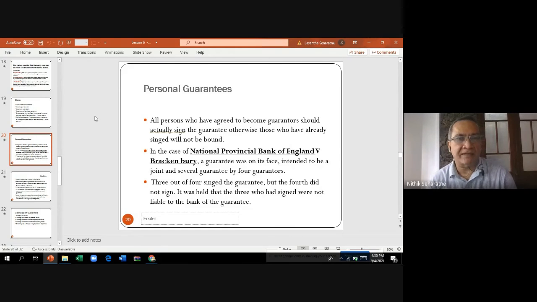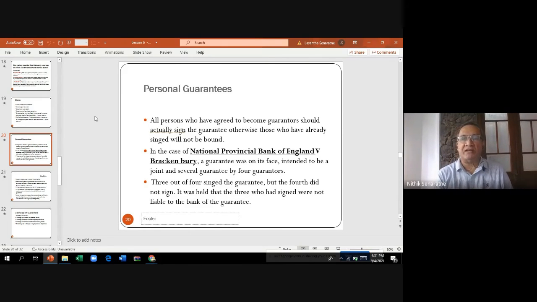Right. Now, guarantees, there are personal guarantees. All persons who have agreed to become guarantors should actually sign the guarantee. Otherwise, those who have already signed will not be bound. So I told you, if there is a letter saying all directors give a personal guarantee, if there are 5 directors and 4 have signed, even the parties who have signed the guarantee will not be responsible for their liability. So be careful when you're taking signatures.